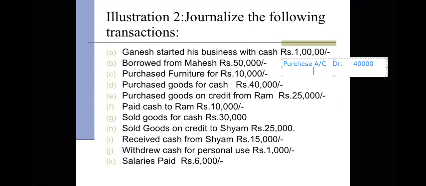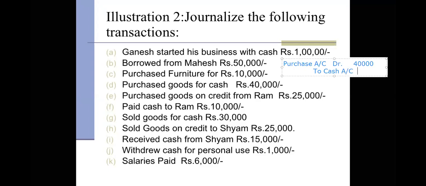Now what is going out? If you are purchasing something, so definitely cash is going out from your business. So you will be crediting. Cash is going out. Cash is your real. Credit what goes out. So what is going out? Cash is going out. Cash account.